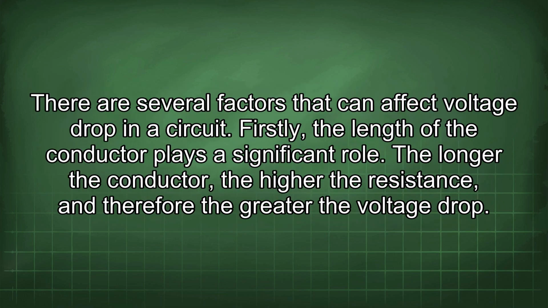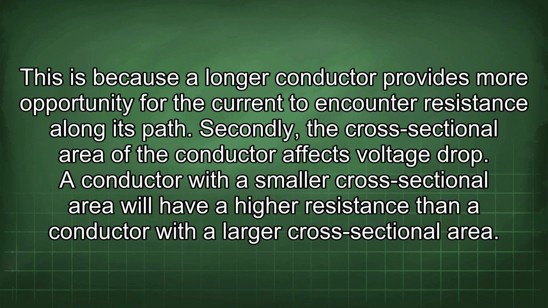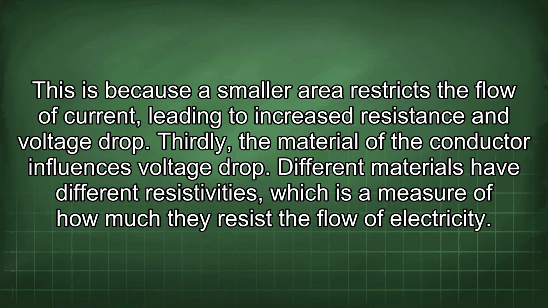There are several factors that can affect voltage drop in a circuit. Firstly, the length of the conductor plays a significant role. The longer the conductor, the higher the resistance, and therefore the greater the voltage drop. This is because a longer conductor provides more opportunity for the current to encounter resistance along its path. Secondly, the cross-sectional area of the conductor affects voltage drop. A conductor with a smaller cross-sectional area will have a higher resistance than a conductor with a larger cross-sectional area. This is because a smaller area restricts the flow of current, leading to increased resistance and voltage drop.